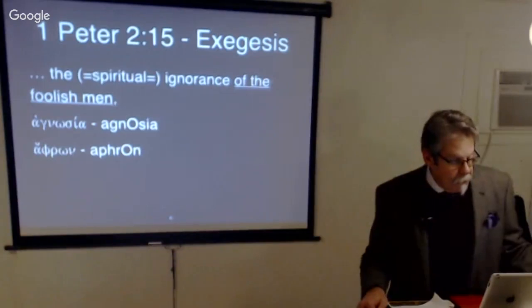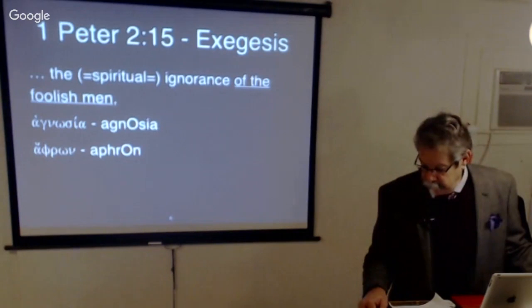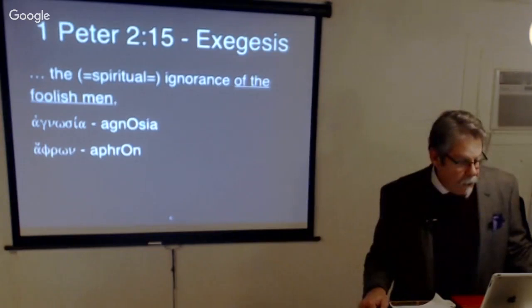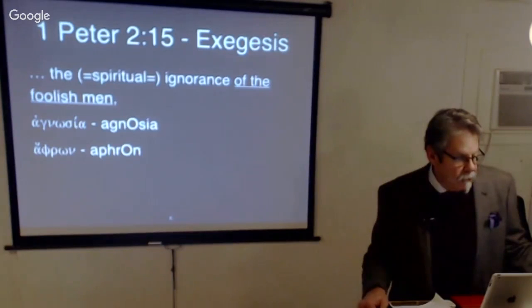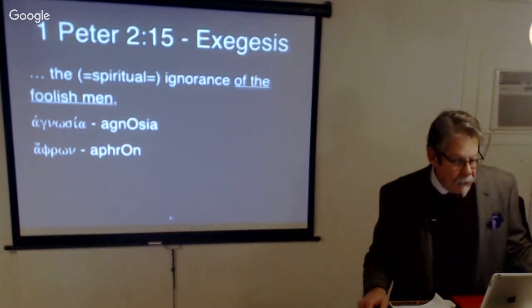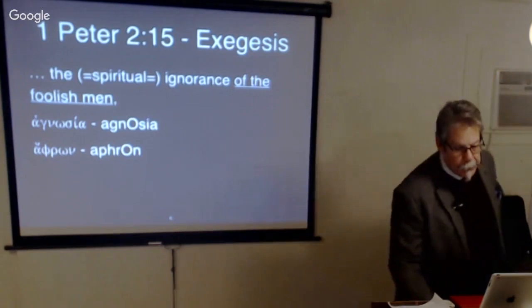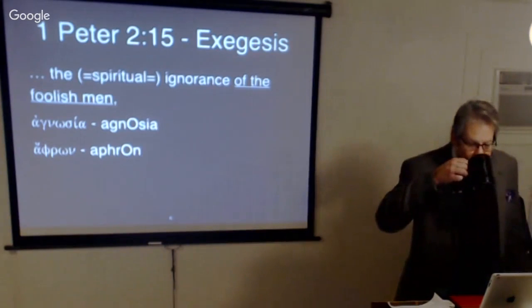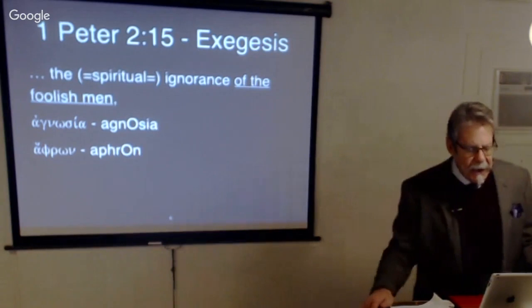Aphron is an alpha negative of a word, but aphron means the lack of prudence or good judgment. It means foolish, senseless, and even silly, okay? The word foolish in English means lack of good sense. Therefore, I translated it as foolish. See, the foolish person is one that doesn't have any sense, okay?